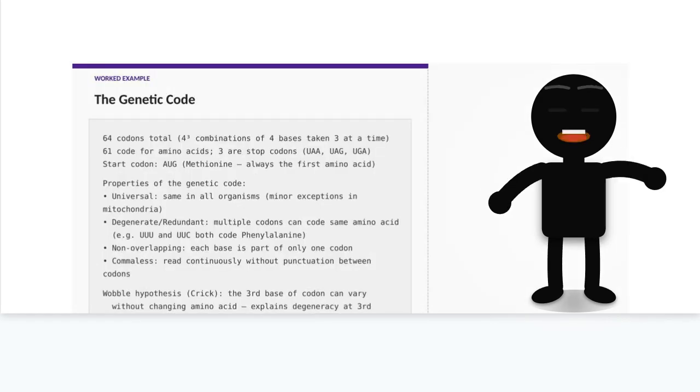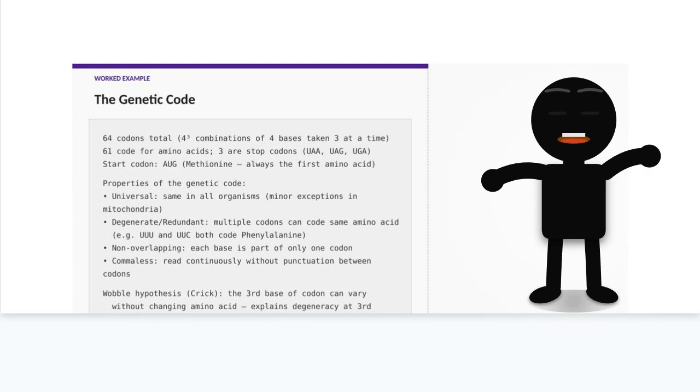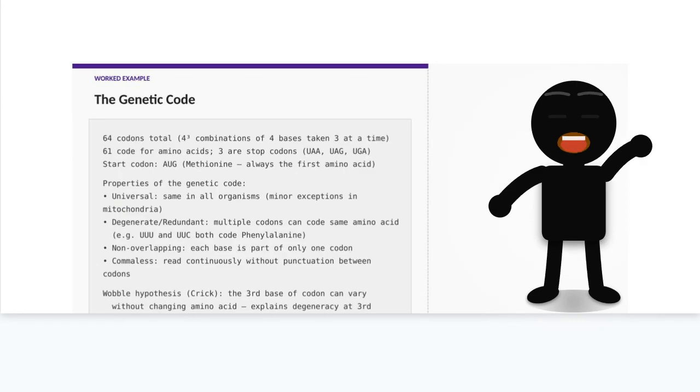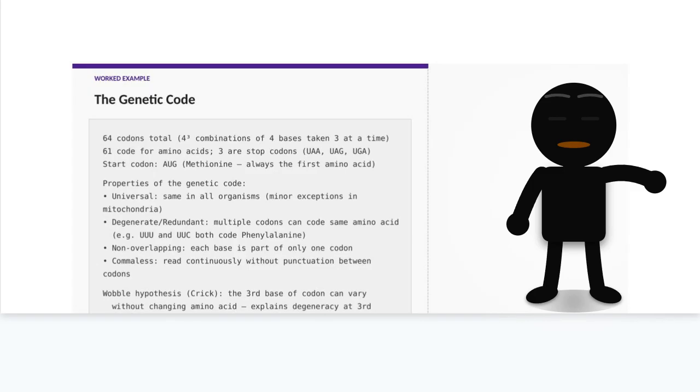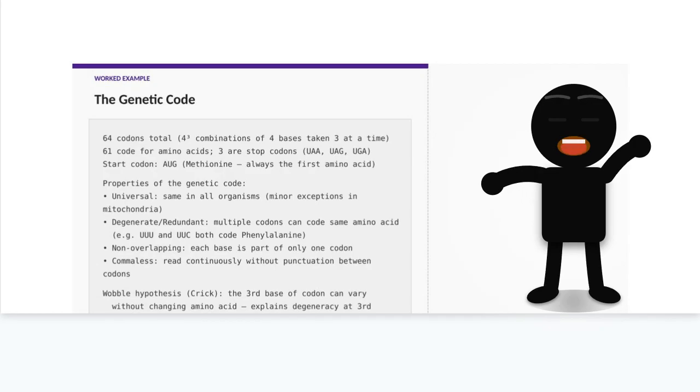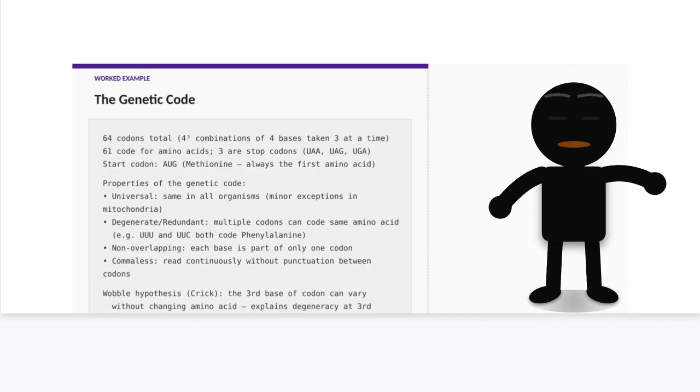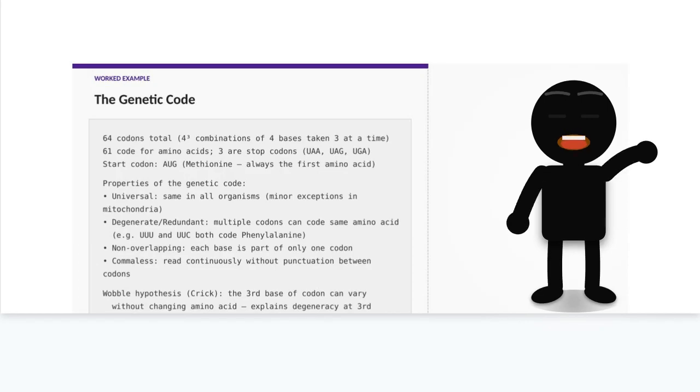The genetic code is the correspondence between nucleotide triplets in mRNA, called codons, and the amino acids they specify. There are 64 possible codons, 4 bases cubed, but only 20 amino acids, so most amino acids are coded by multiple codons. This redundancy is called degeneracy. The code is universal, with minor exceptions in mitochondria. The same codon means the same amino acid in bacteria, plants, animals, and fungi. This universality is powerful evidence that all life shares a common ancestor.